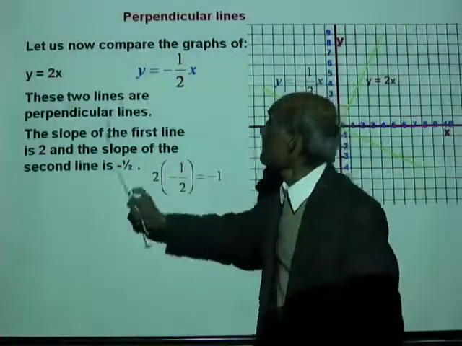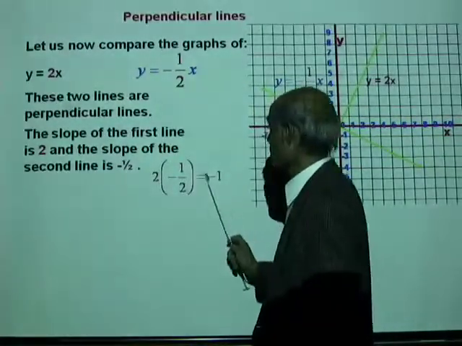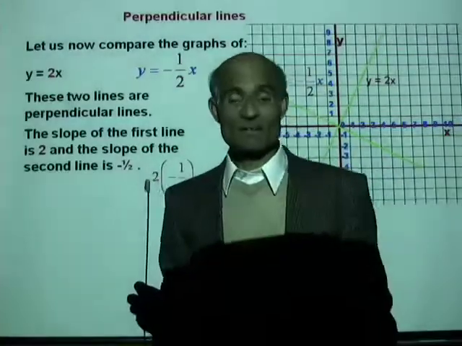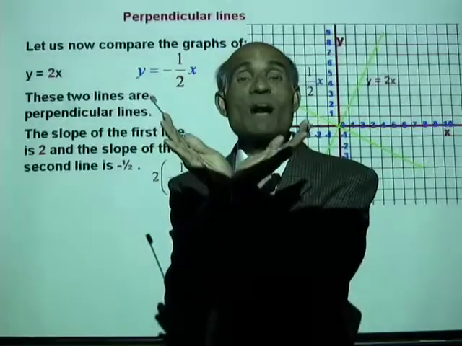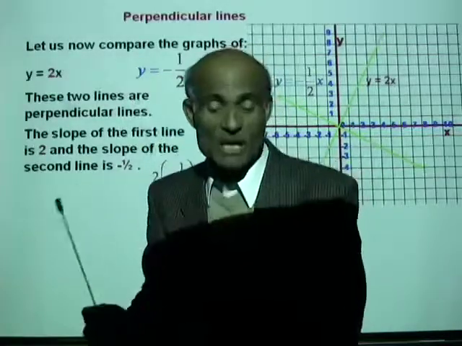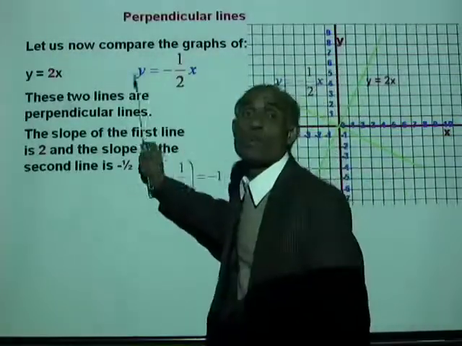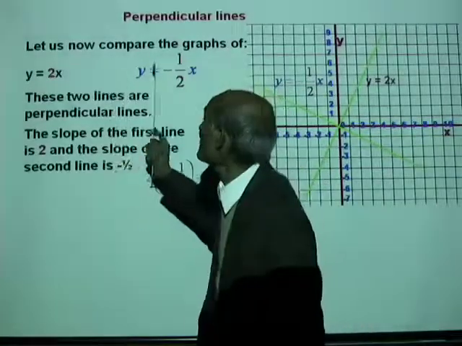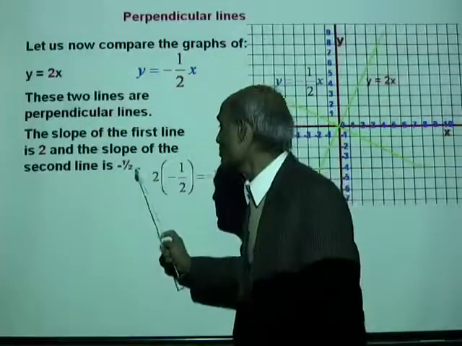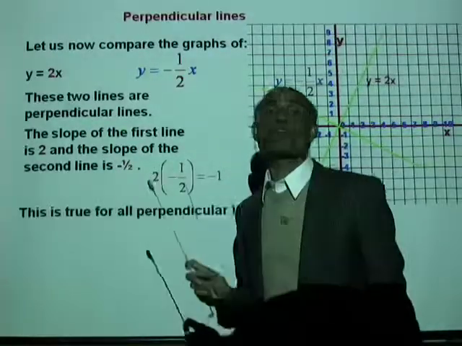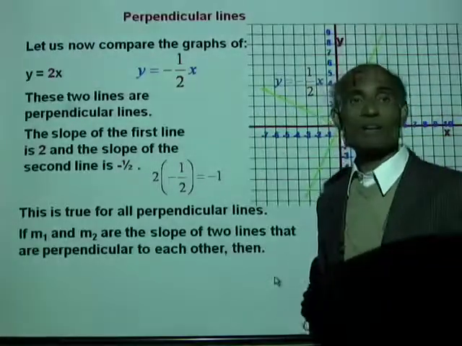So, if you now multiply the slopes of these two lines, 2 times negative 1/2 is negative 1. This is an important characteristic of perpendicular lines. If you multiply the slopes of two perpendicular lines, it will always give you negative 1. Or the slope of one line will be the negative reciprocal of the slope of the other. If you multiply the two slopes, it will always give you negative 1. And this is true for all perpendicular lines.